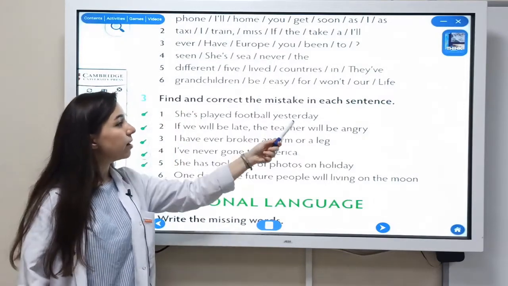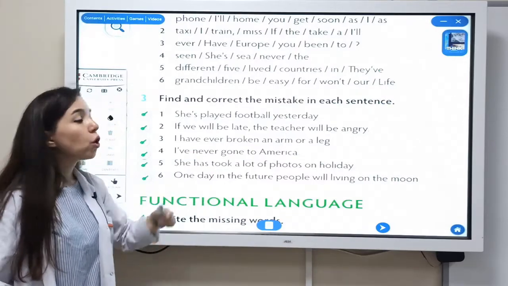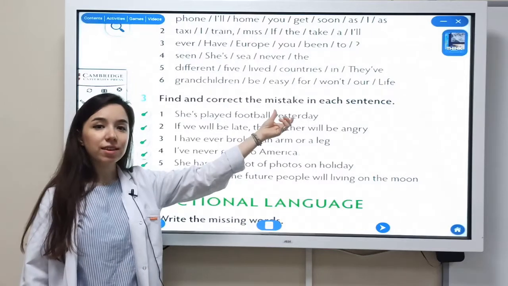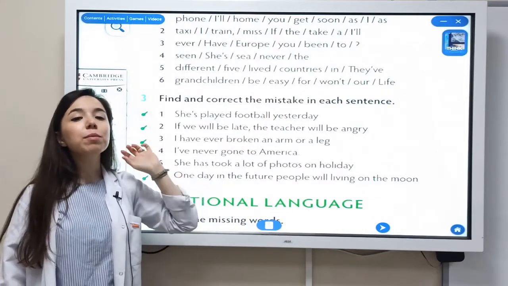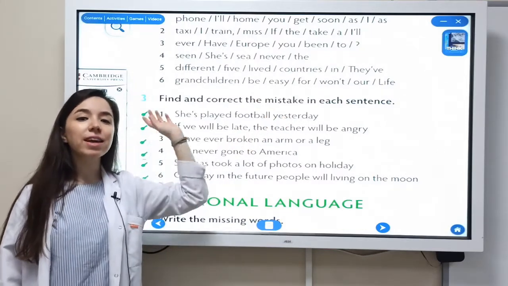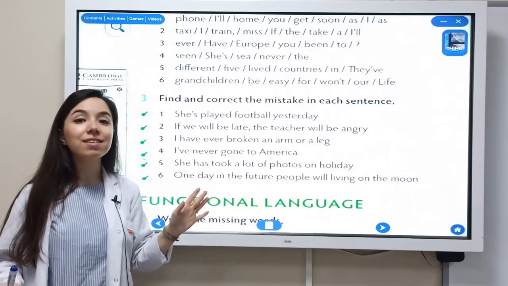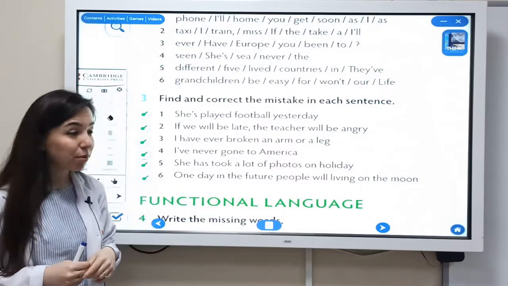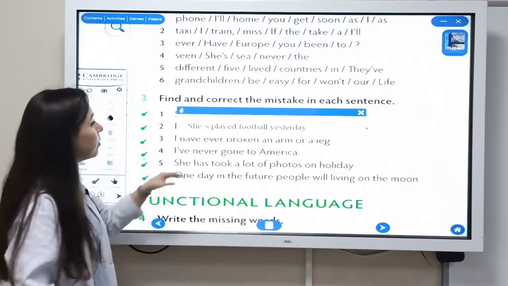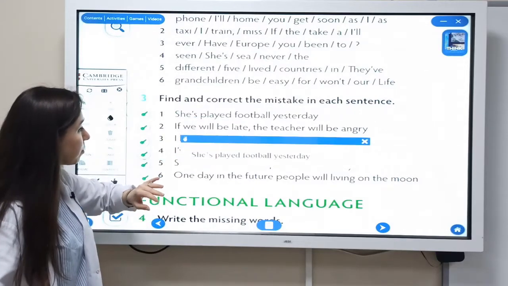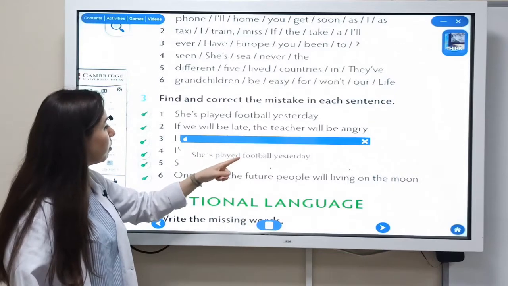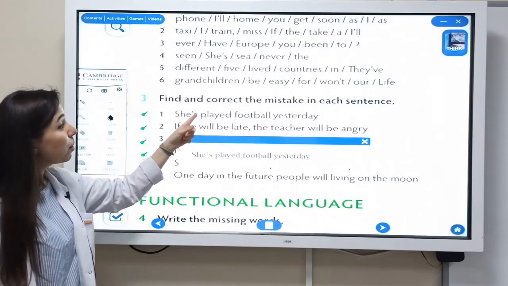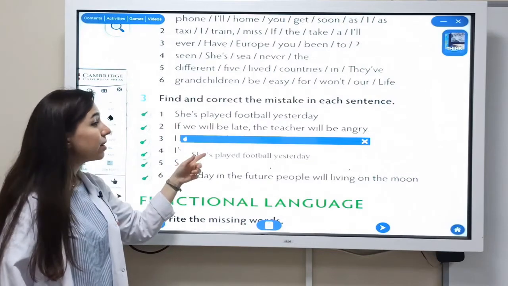We have here yesterday, yes? So, when we have specific times, at the end of the sentence or at the beginning, we mentioned a specific time, yesterday, last week, last year, 10 days ago. Our sentence is past simple, not present perfect simple. Yes, so what we should write? She played football yesterday. So this is not the correct answer. She played football yesterday. Look at here.